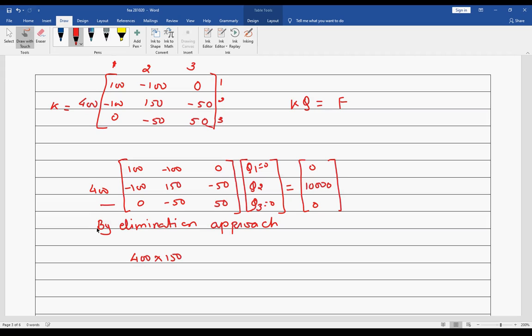Okay. So this row is going to be eliminated. This column is going to be eliminated. Similarly, this row is going to be eliminated and this column is going to be eliminated. So what remains is only 50, 150. So 400 into 150 into Q2 is equal to 10,000, and from this you could get the value of Q2. Okay, so you can do that calculation and just let me know this value, please.